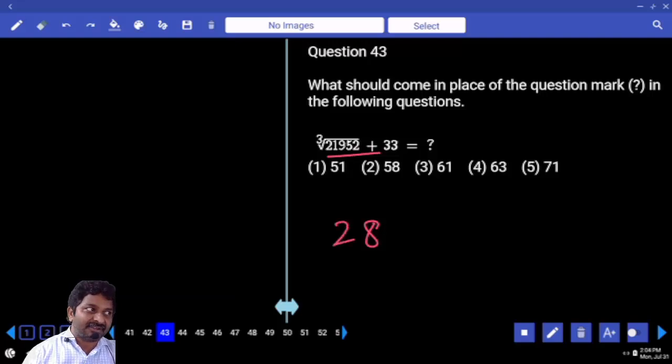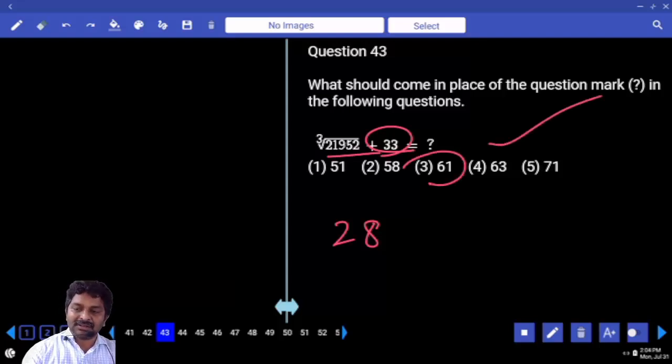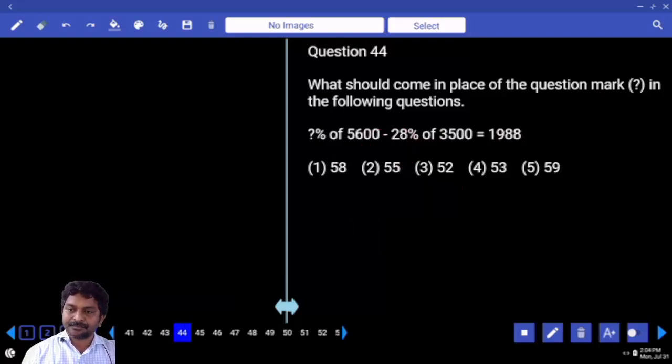Last digit and first digit, that's what we are concentrating on, right? To that if you add 33, the answer ends with 61. Third option. Right. Next.